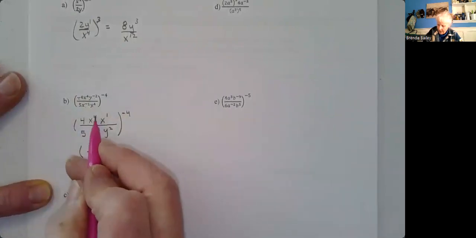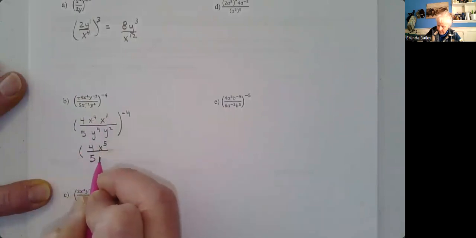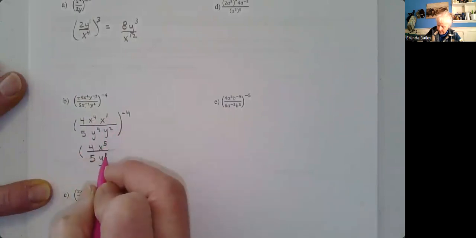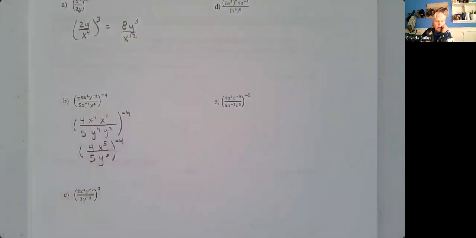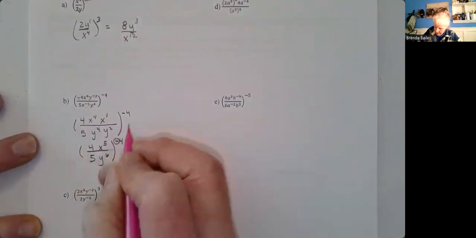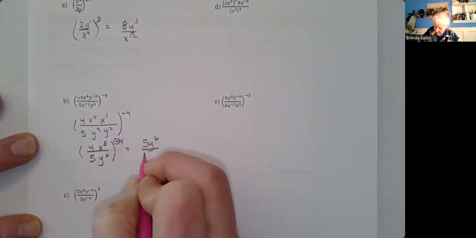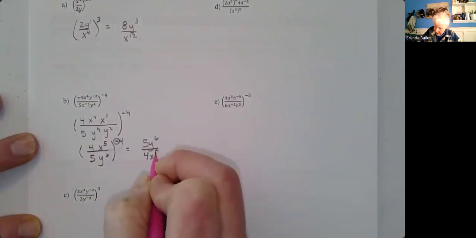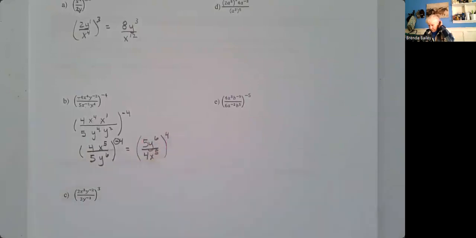Product rule, adding exponents. 5. Product rule, 6. I simplified inside the parentheses following the PEMDAS. I'm going to flip it now because of that negative right here. Over 4x to the 5th. They both change positions to the 4th.